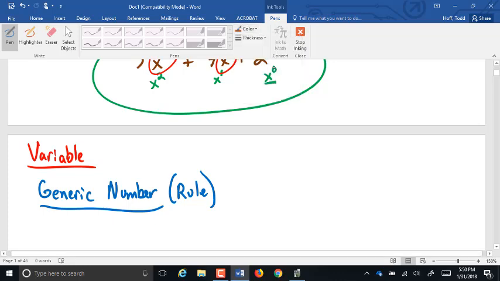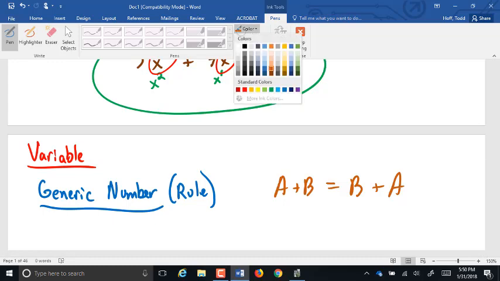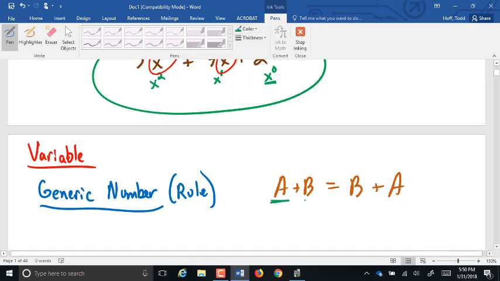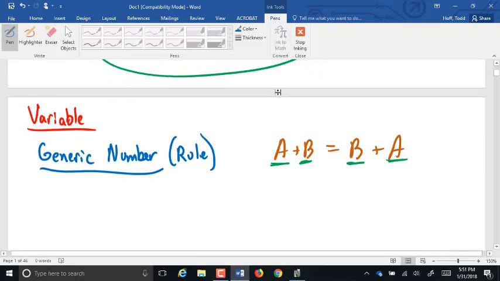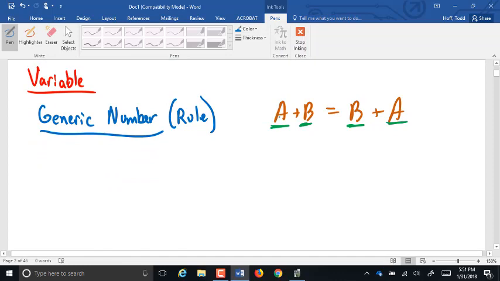An example of this might be, a rule in math is if you're adding two numbers, the order doesn't matter. So you say A plus B is equal to B plus A. So in that case, those variables, A and B, are variables. They are representing any possible number you could put in there. Whatever number you pick for A has to go in here as well. Whatever number you pick for B has to go there as well.